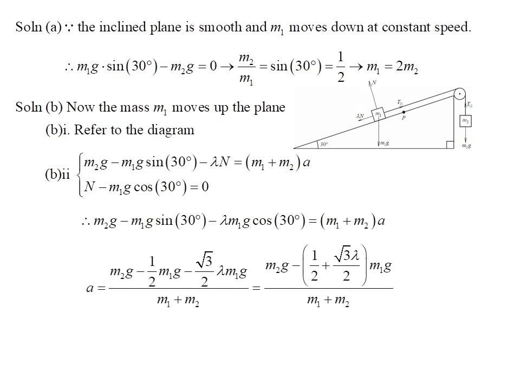Hence, the acceleration a equals (m2g minus m1g over 2 minus square root 3 times lambda m1g over 2) all over the sum of m1 and m2, which is simplified to (2m2g minus (1 plus square root 3 lambda) m1g) all over 2 times the sum of m1 plus m2.